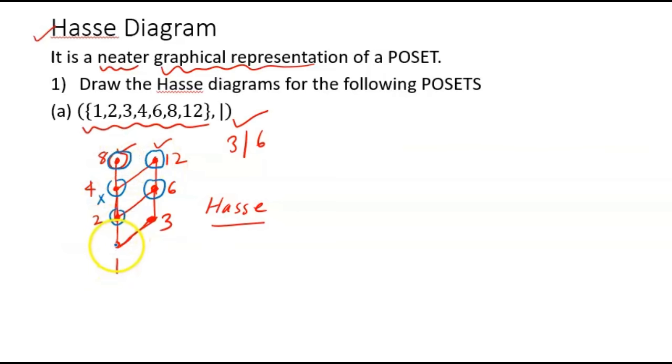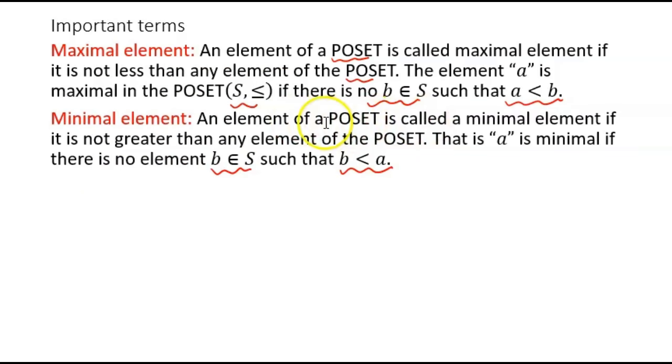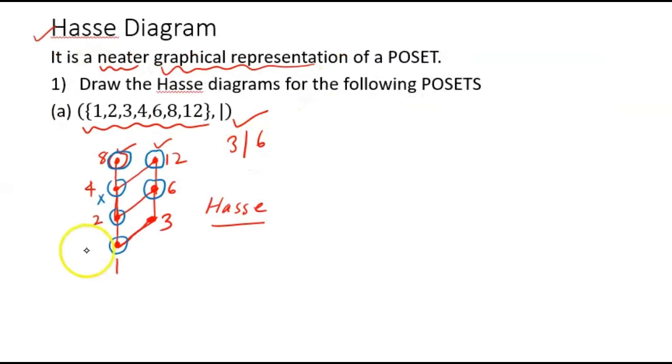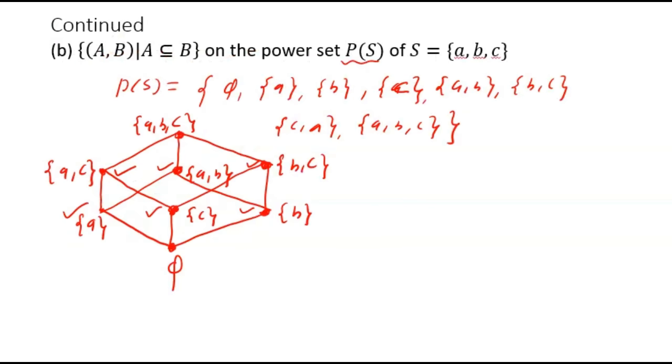What are the minimal elements? The minimal element is 1, because 1 is less than every other element. If you look at the definition, it says an element of the POSET is called minimal if it is not greater than any element of the POSET. So 1 is not greater than any element of the POSET, right? So 1 is the minimal element. In the other example, 5 is the minimal element and ABC is the maximal element, right?